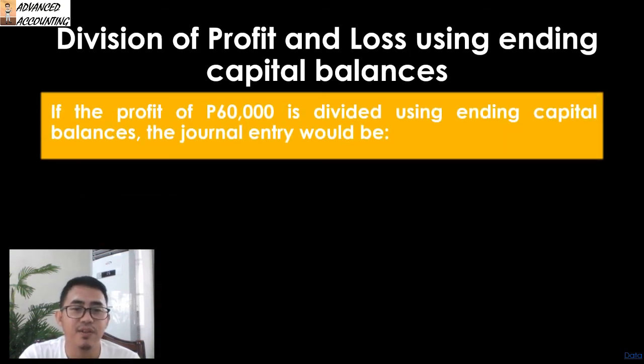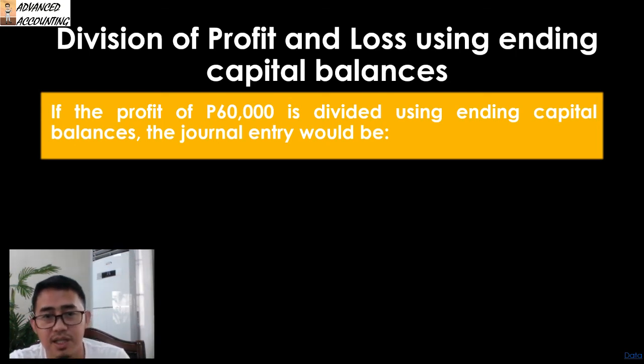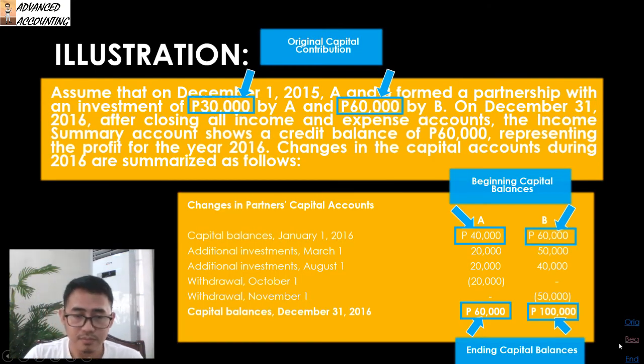Okay, lastly, the division of profits and losses using ending capital balance. So if the profit of 60,000 is divided using ending capital balances, the journal entry would be, okay, how much is the ending capital? Let's look at the data again. Okay, so where is the ending capital of A? Ending capital of A is here, 60,000 pesos. And ending capital of B is here, 100,000. Okay, so A, 60,000, B is 100,000.